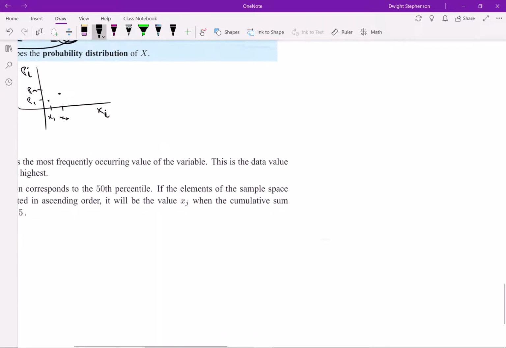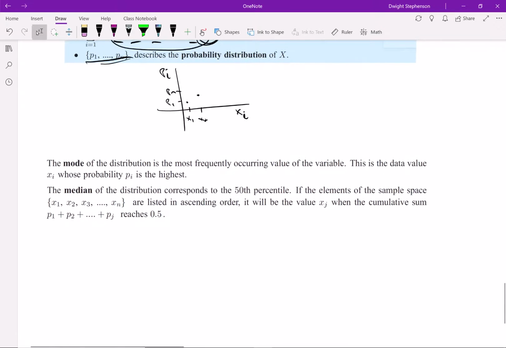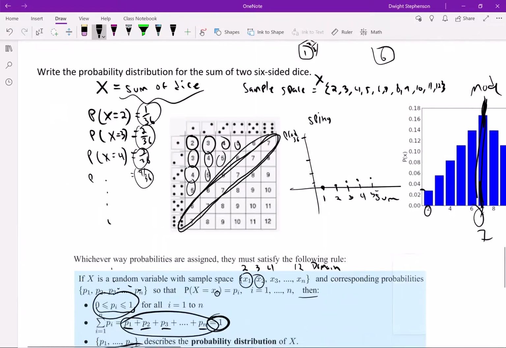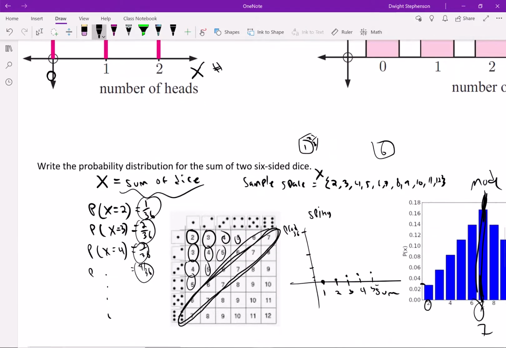The other one is the median, which is the middle value. It will be that value that is in the middle, or where the cumulative value reaches 0.5. So if I started adding up all these values, 1 over 36 plus 2 over 36 plus 3 over 36 plus 4 over 36, as soon as I got to 18 over 36, I would be at my median, because that is the middle value.